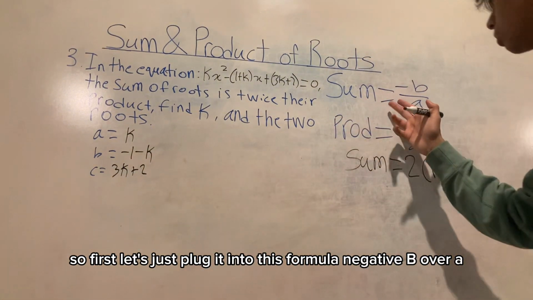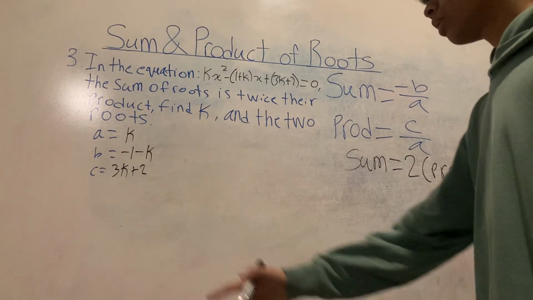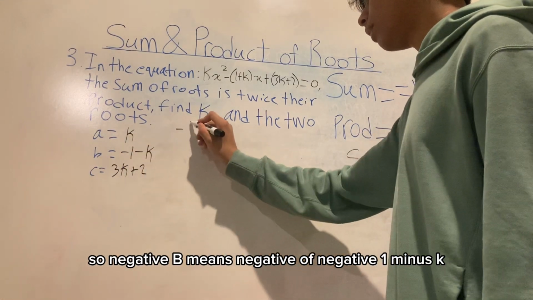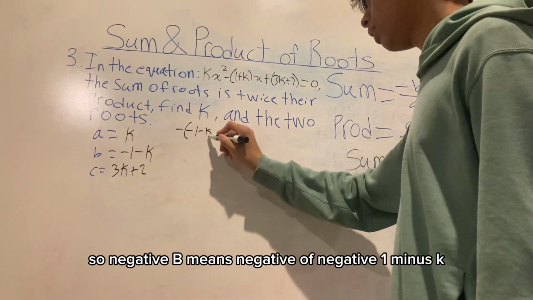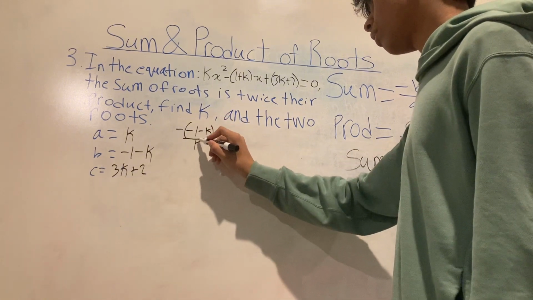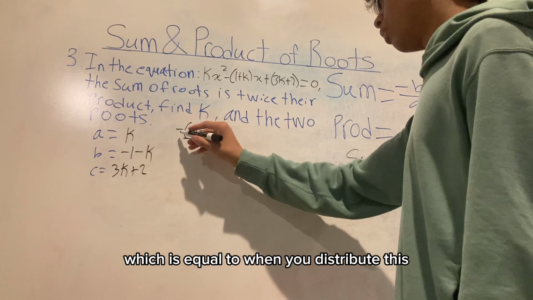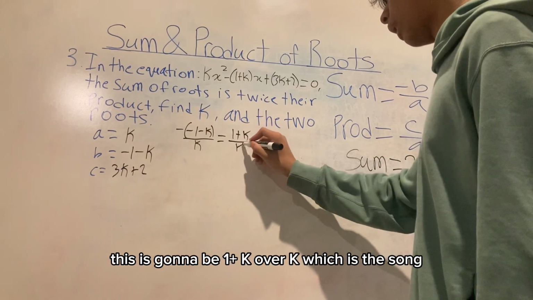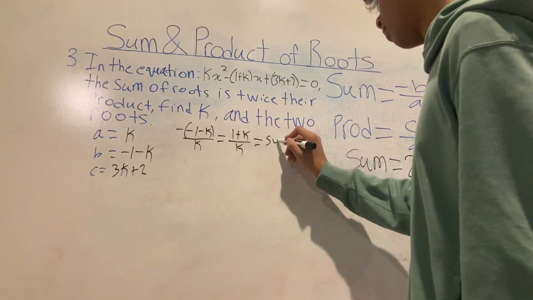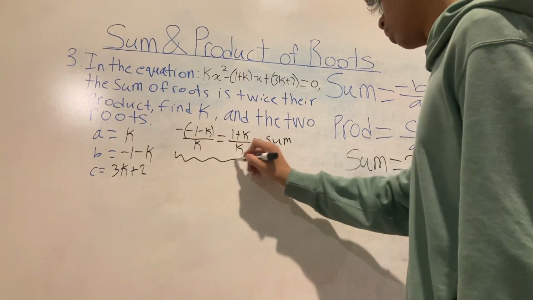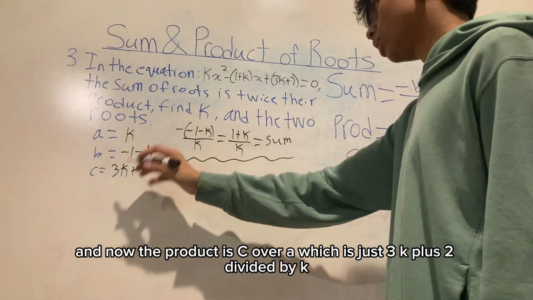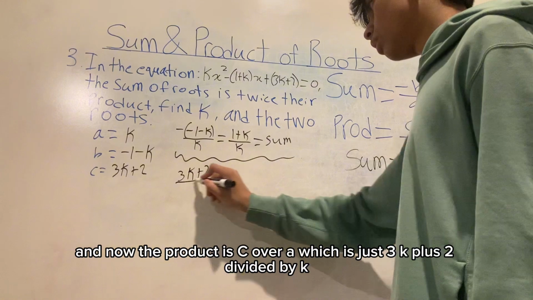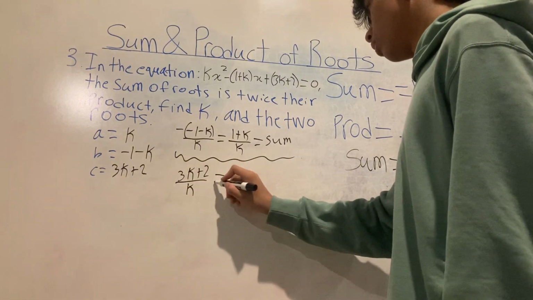So first, let's just plug it into this formula, negative b over a. Negative b means negative of negative 1 minus k over k, which is equal to, when you distribute, 1 plus k over k, which is the sum. And now the product is c over a, which is just 3k plus 2 divided by k, which is the product.